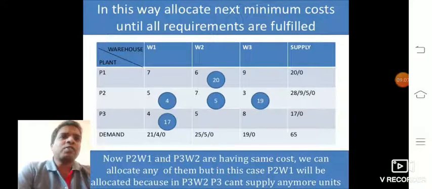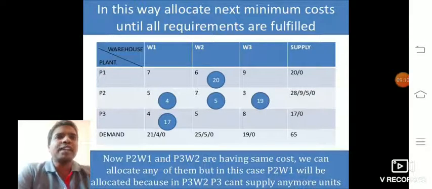Now the least cost cell for the next step is 7, that is the P2 W2 cell. For the P2 W2 cell, please check the supply, how much is it? 5 and demand is also 5, so both supply and demand are equal, so we can allocate 5 to the P2 W2 cell. Now supply is fulfilled and demand is also fulfilled.